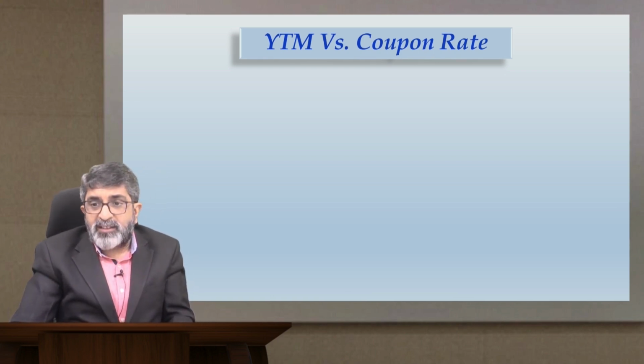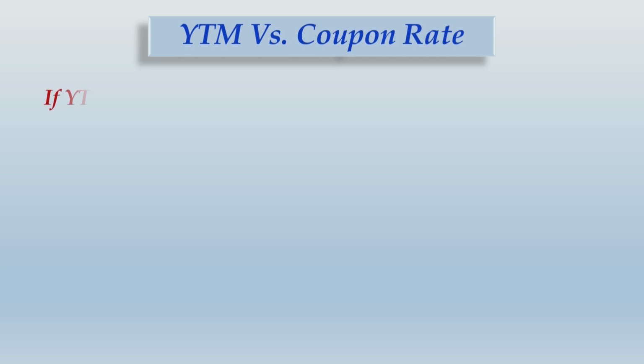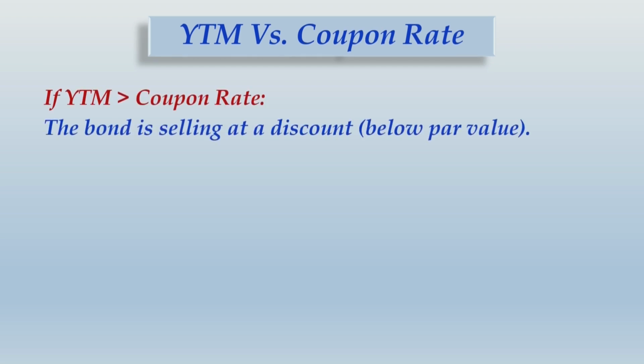So let us write up these important notes without delay. Under the heading YTM versus coupon rate, please write: if YTM is greater than the coupon rate, the bond is selling at a discount, that is, below the par value.